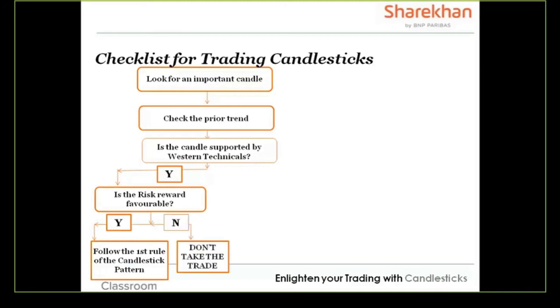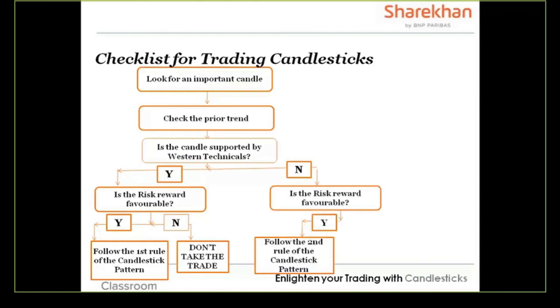If not, then don't take that trade, because if the risk reward is not favorable, you should not be taking that trade. Even though everything else is falling in place, if the risk reward is not proper, you should ideally not be taking the trade. And if it's not supported with the Western technical tools, if the risk reward is favorable, you can follow the second rule, either aggressive, moderate, or conservative. And if it's not followed, the risk reward is not favorable, you should not again take the trade.